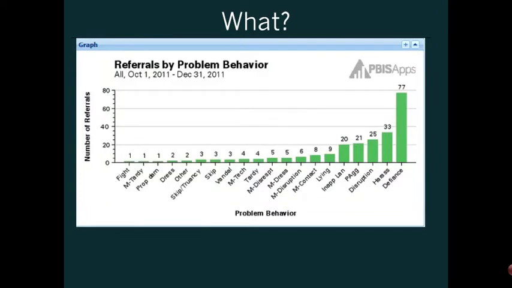Let's take a look at the what. Again, we're going to be using some SWIS graphs. This is referrals by problem behavior. If we look all the way over to the right-hand side, we see that defiant seems to be the most frequently reported behavior problem.